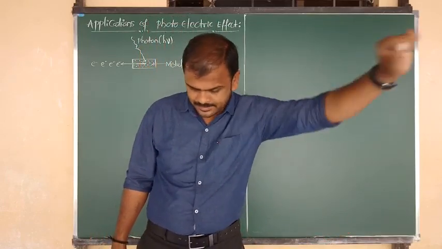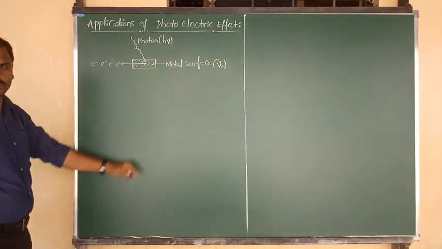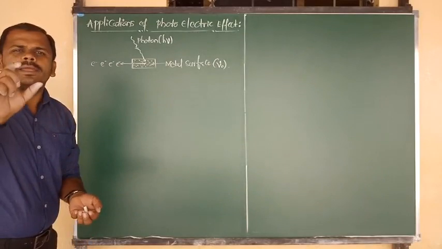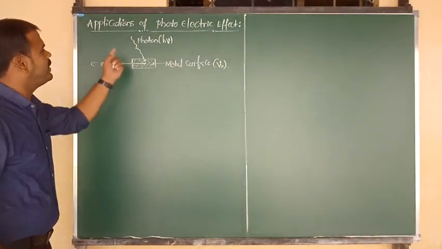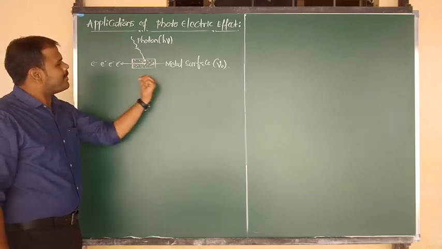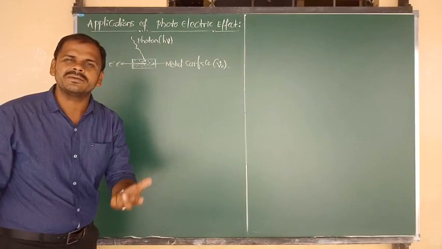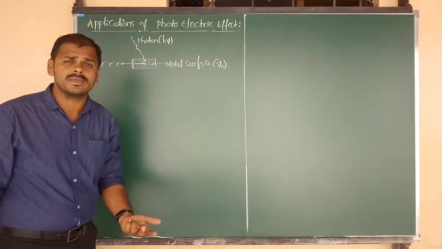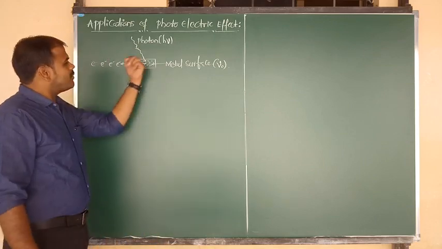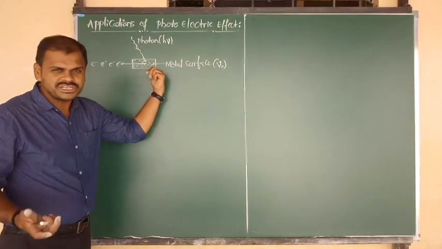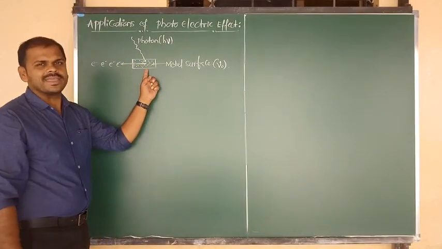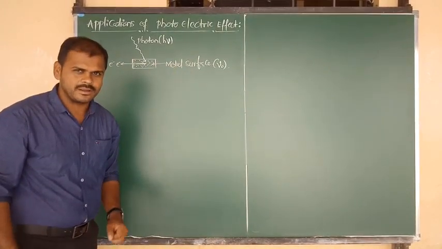So before starting the applications of the photoelectric effect, once again I want to show you a complete, brief, short story of the photoelectric effect. First of all, I am going to consider a metal sheet, or we can say metal foil, maybe copper or silver, maybe cesium, sodium, potassium, like that. I have taken a metal foil or metal sheet, and definitely that contains a number of electrons on the surface of the metal.